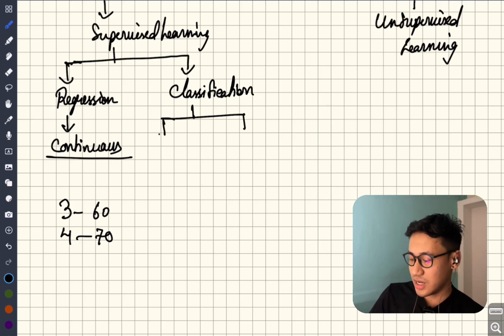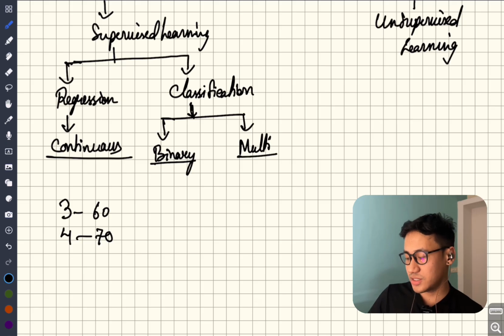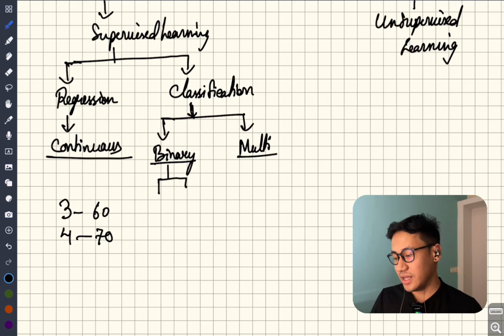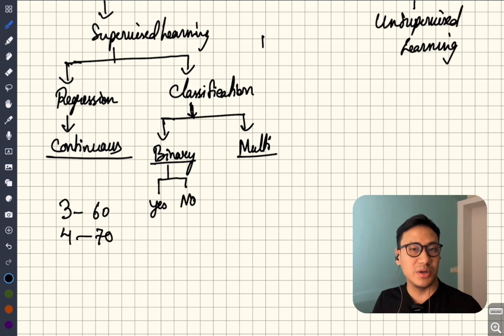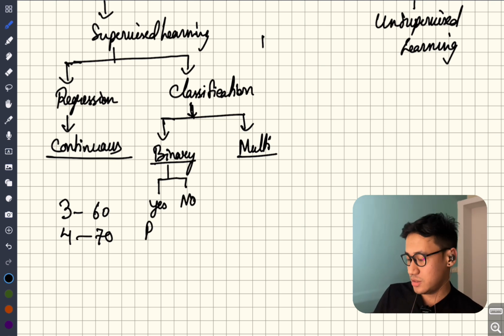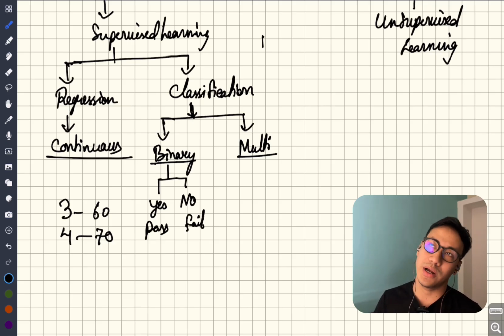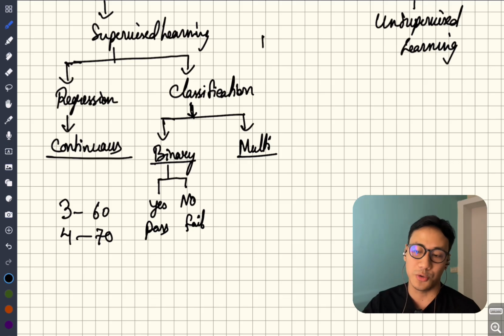Next is classification. Classification can again be divided into two parts. One is binary and one is multi-class. By the name itself, we can understand. One is binary classification. Let's say I am sending a picture to identify whether it is a dog's picture or not. So yes or no. Or let's say if I study that much, will I pass or fail? Pass or fail. A binary situation. A binary condition where you get only two outcomes, not more than two.